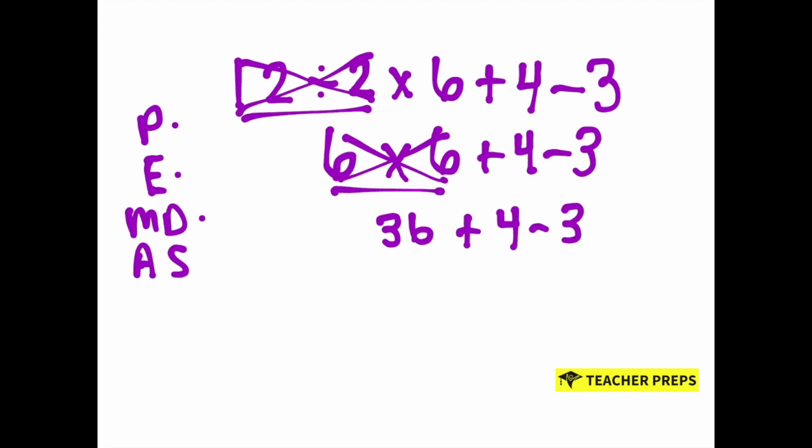Now we have addition and subtraction. When you have both, you do whatever shows up first. 36 plus 4 shows up first. That's 40. Finally, we have 40 minus 3, which is 37.